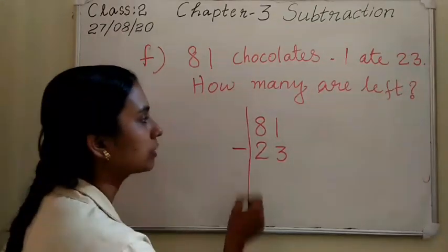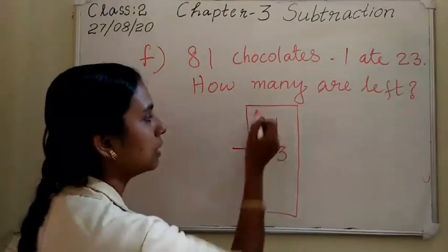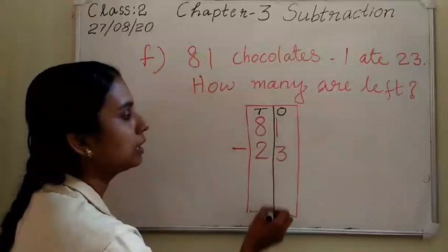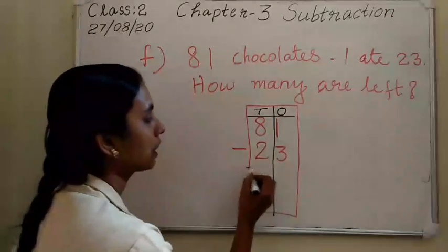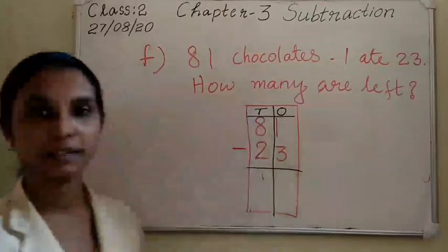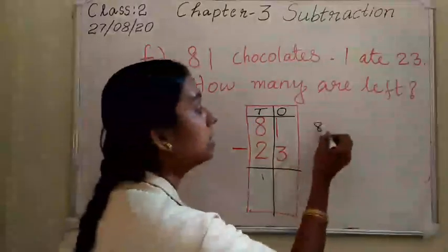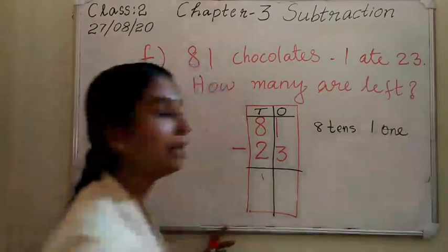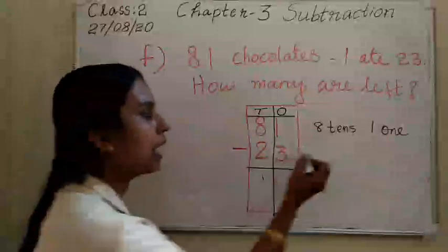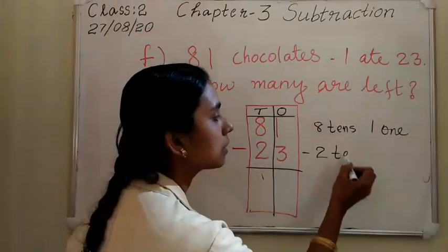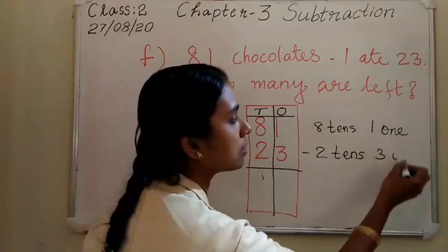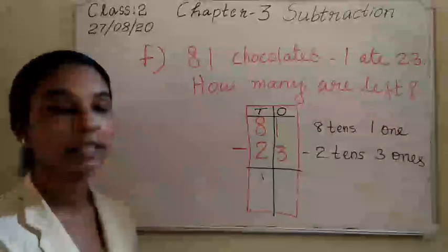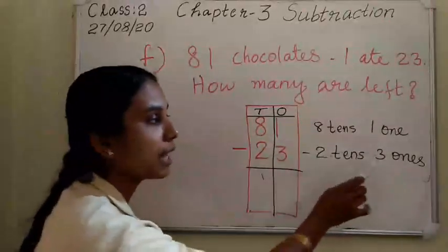You have to draw the box and all when you subtract a two-digit number. You have to write the tens and ones place. You draw neatly the box and all. Okay. Then this 81 has 8 tens and 1 one. Only 1 one. And this 23 has 2 tens and 3 ones.